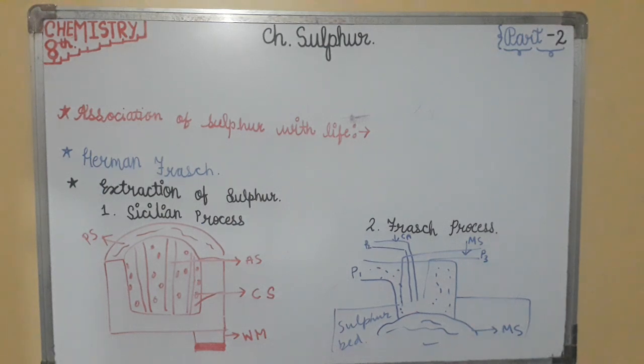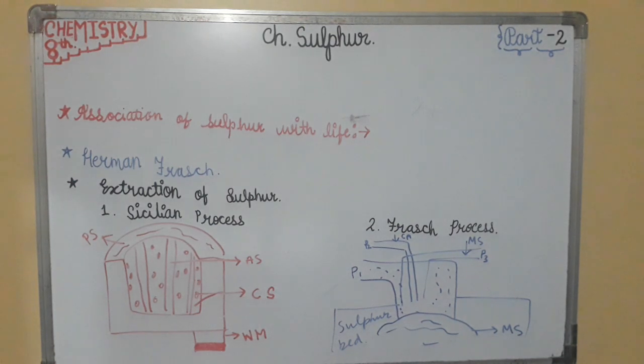The role of each pipe is explained. The role of the first pipe, P1, is that water at 170 degrees under pressure is passed through it. It melts the sulfur present in the bed. P2's use is that compressed air is blown through it, which forces the molten sulfur to rise up through pipe 3. And pipe 3's role is that melted sulfur rises and comes to the surface through P3.